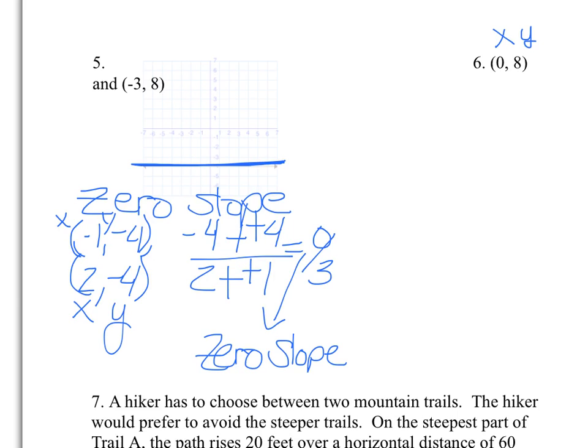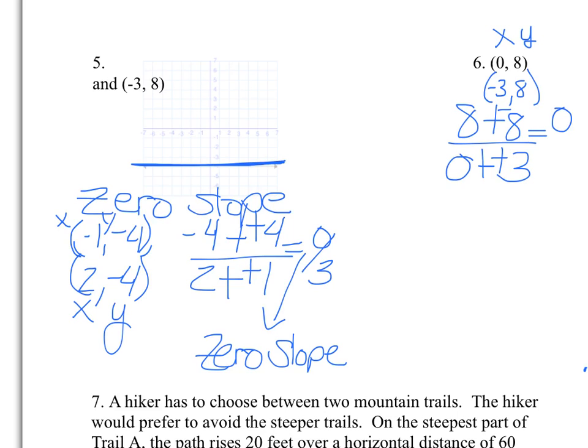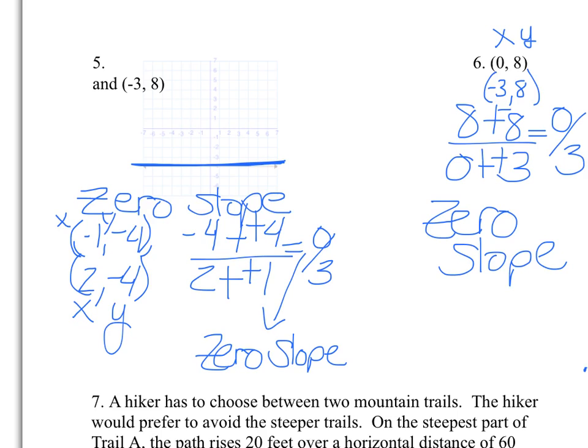In number 6 I have 0, 8, and I have -3, 8. So 8 minus 8 over 0 minus -3. You're going to see the same thing happen in this problem. I'm going to end up with 0 over 3 again for 0 slope. It's not always going to be 0 over 3. It can be 0 over any number. As long as the 0 is in the top of the fraction, you're going to end up with 0 slope.